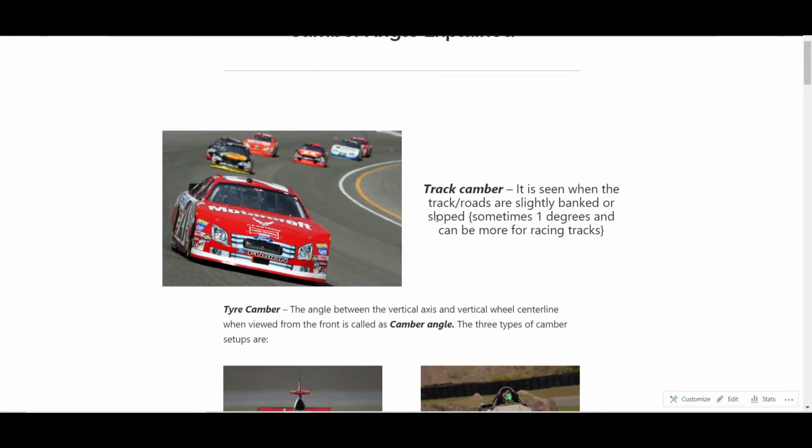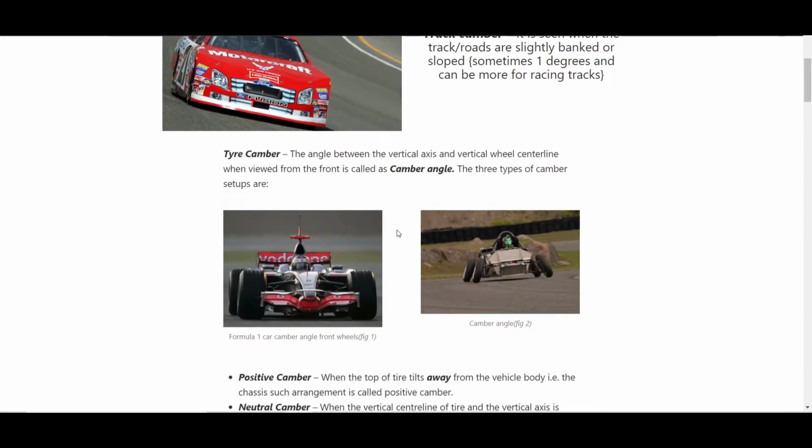So first we'll be talking about track camber. If the track or the road is slightly banked up to certain degrees, then the track is said to have a track camber. Generally it is 1 to 1.5 degrees but can be more for racing tracks. Now, what is tire camber?